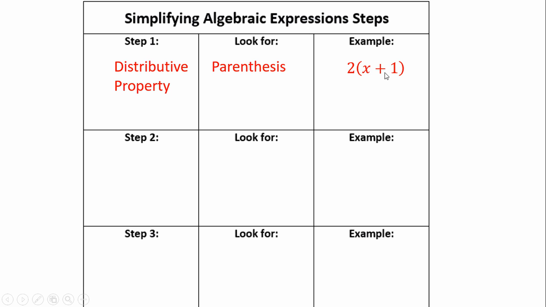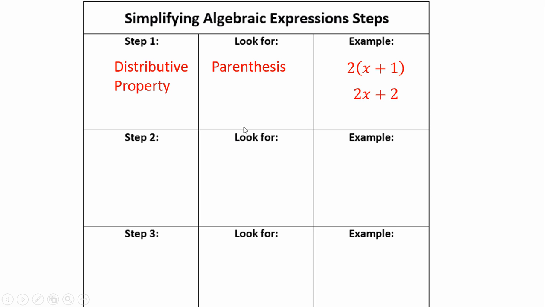Normally you would simplify what's inside, but since we don't know what x is, we cannot add it to 1. So we're going to simplify by doing the distributive property. In other words, this 2 gets multiplied by the x, and this 2 gets multiplied by the 1. So 2 times x would be 2x, and 2 times 1 would be 2. Believe it or not, this is actually simpler than this. So we've simplified it one step.